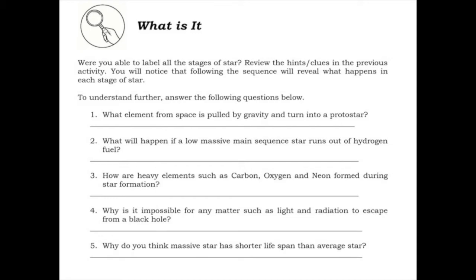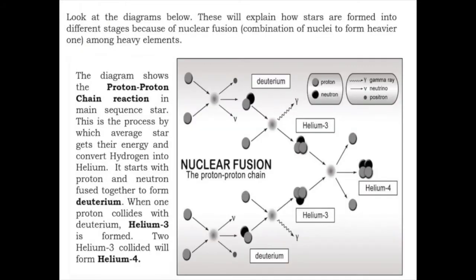I want you to answer What Is It on page 8. I want you to look at the diagram. This will explain how stars are formed into different stages because of nuclear fusion among heavy elements. So what is nuclear fusion? Nuclear fusion is the combination of nuclei to form a heavier one.